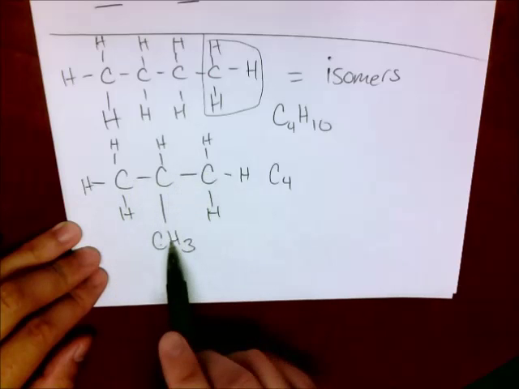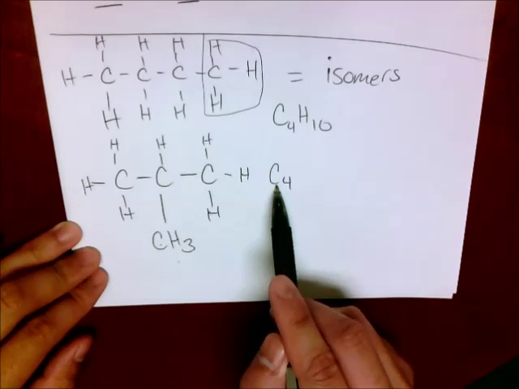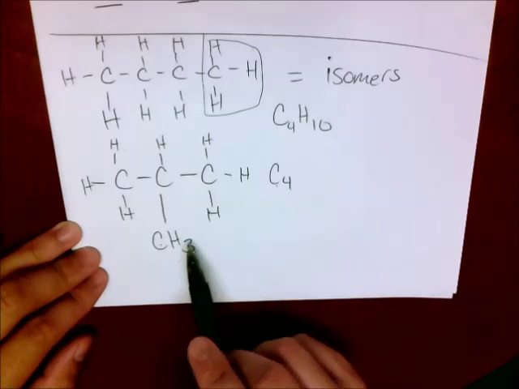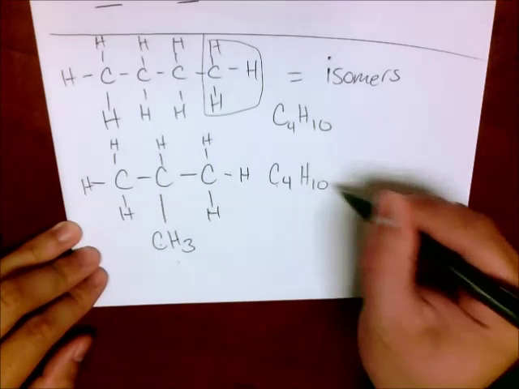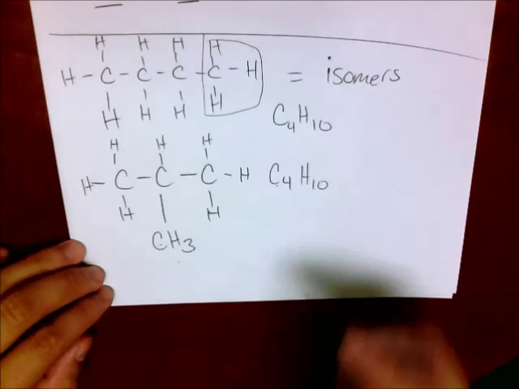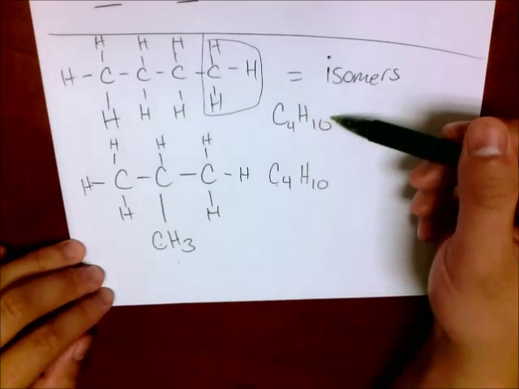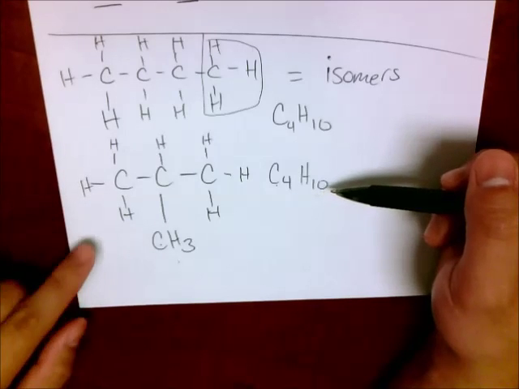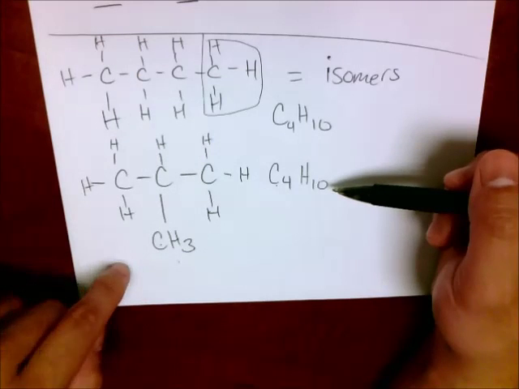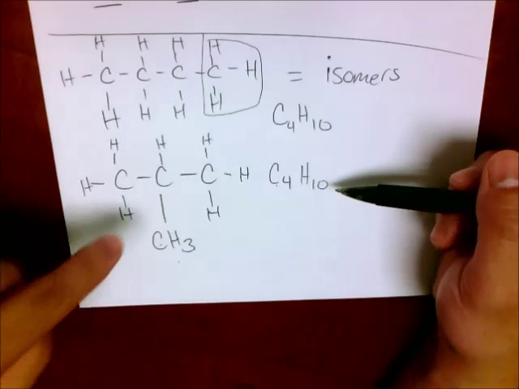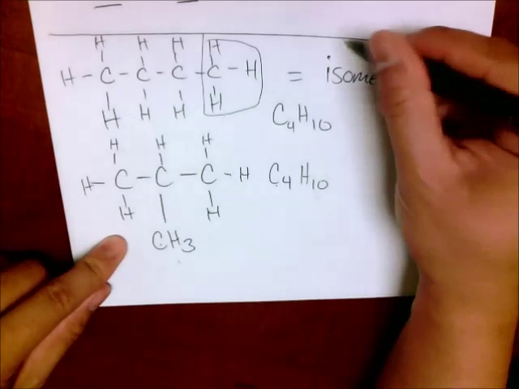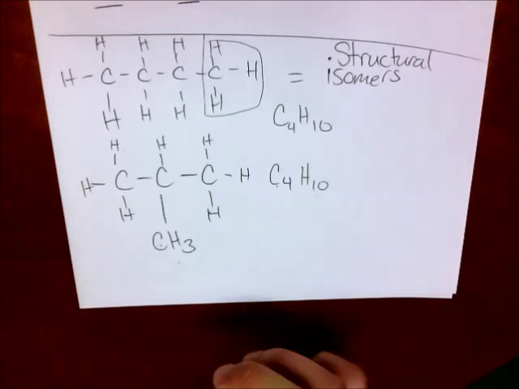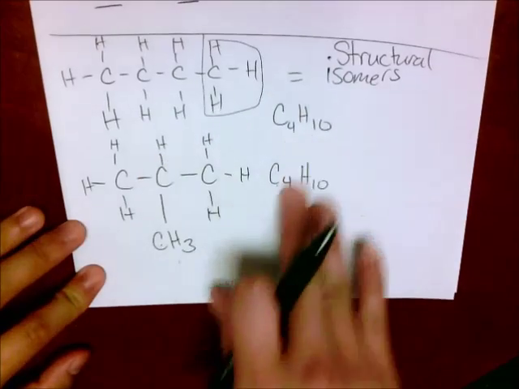So I'm going to count them up. 1, 2, 3, 4 C's. And then 1, 2, 3, 4, 5, 6, 7, 8, 9, 10 total H's. It's still H10. So it's called an isomer because when you write out just the molecular formula, C4H10, it looks exactly the same. But something has changed in the actual physical structure. That is why this is an example of a structural isomer. Everything I just drew was a structural isomer because the formula is still the same.